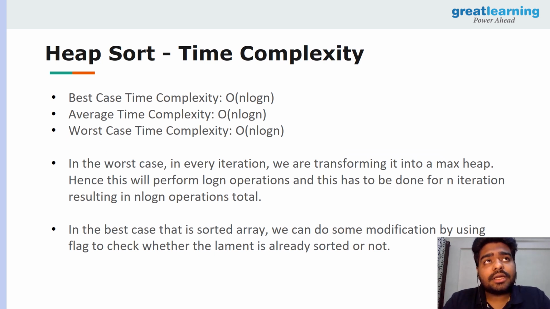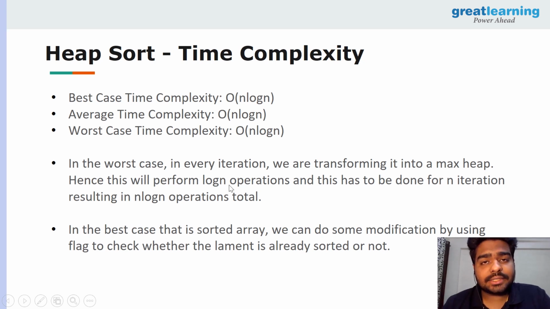Now, if you can see, in the worst case, what are we doing in every iteration? We are transforming it into a max heap, right? That's what we are doing at the end. Hence, this will perform log n operations, because every time we are converting it into a max heap. So it will perform log n operations, and this has to be done for n iterations, resulting in n log n operations in total. So in the worst case, it will be n log n. That will be the time complexity in the worst case.